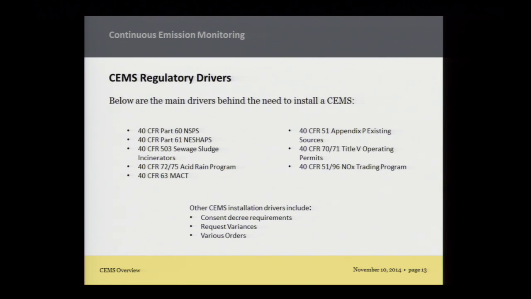And then other CEMS installation drivers include a lot of consent decrees that required you to put CEMS on. There are requested variances, so the state can come in and say, hey, we want you to put a CEMS on that source, or if you're having a lot of upsets or there are other reasons that they might come in and ask. And then they can also do that through an order, right? So they can come in and tell you that you must put a CEMS on.